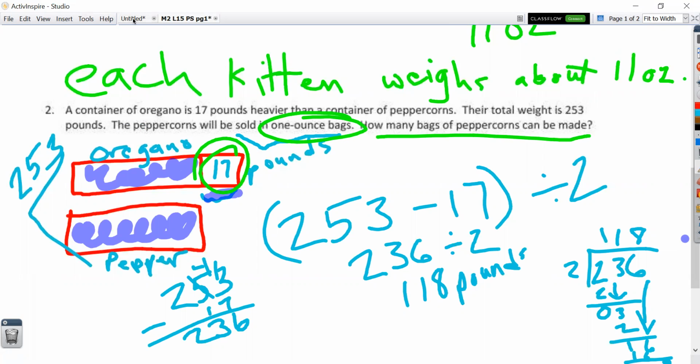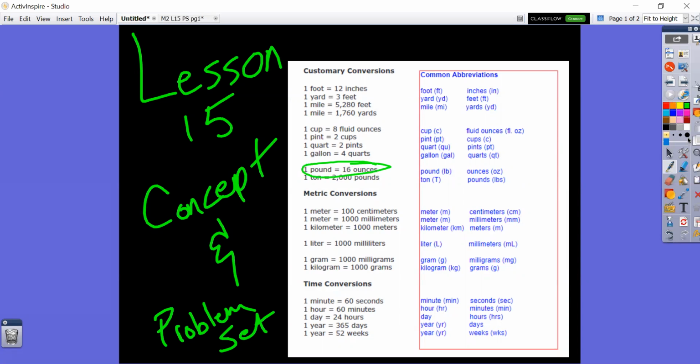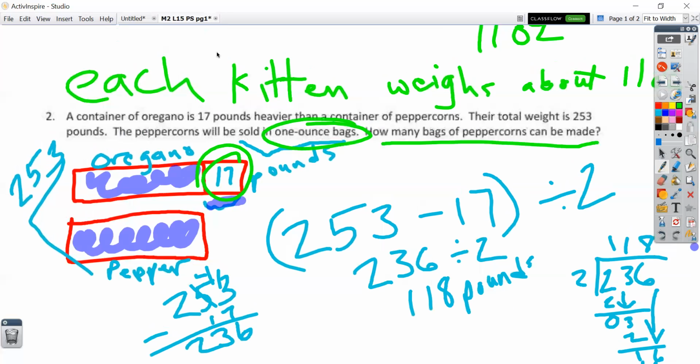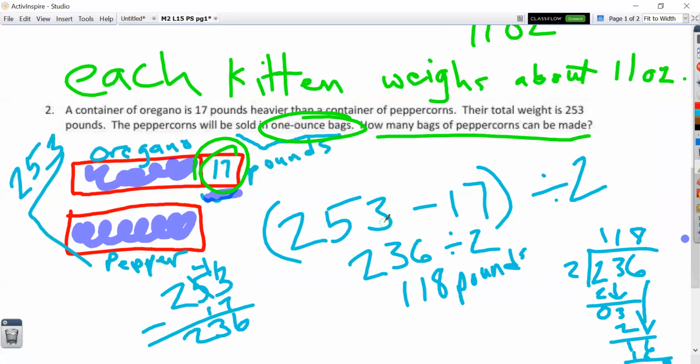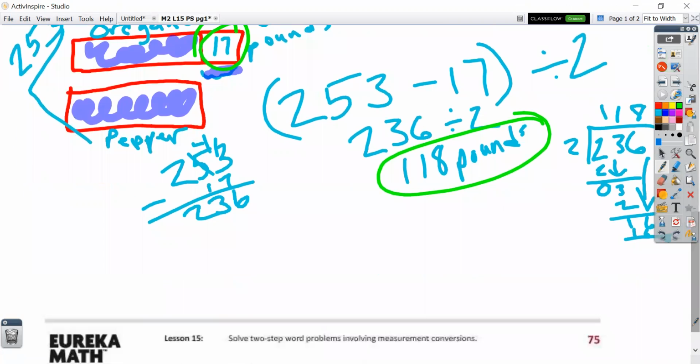So again, if you can't remember from question 1, let's go ahead and look at it. 1 pound equals 16 ounces. So once again, we're going from pounds to smaller units, so we're going to be multiplying. So we need to take our 118, and it said 1 pound equals 16 ounces. So we need to take 118 times 16. I'm going to pause. You're going to pause. You're going to go ahead and finish that math problem. Check your work here in a second.